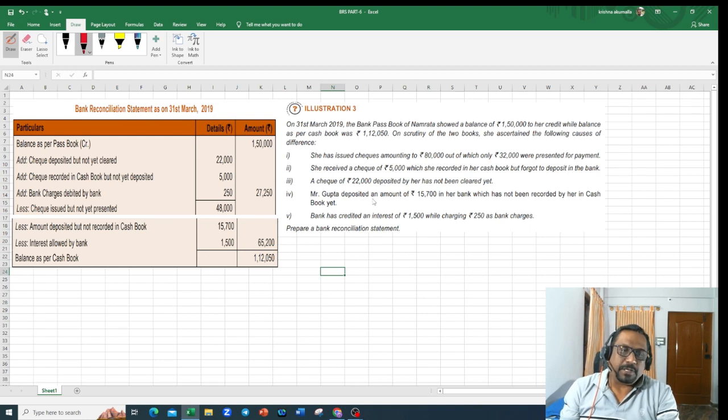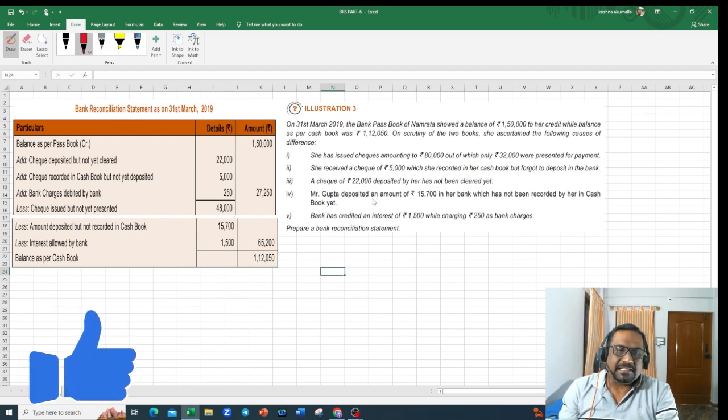Fourth point, Mr. Gupta deposited an amount of 15,700 in her bank, which has not been recorded by her in the cash book. One of her customers, Mr. Gupta, went and directly deposited 15,700 in the bank, but that was not recorded in the cash book. When can she record it in the cash book? If someone would have communicated to her, either Mr. Gupta or the banker, saying that, madam, I deposited 15,700 in the bank, can you please note this down? No one informed her, so she did not account for that. That is the reason why there is a difference.